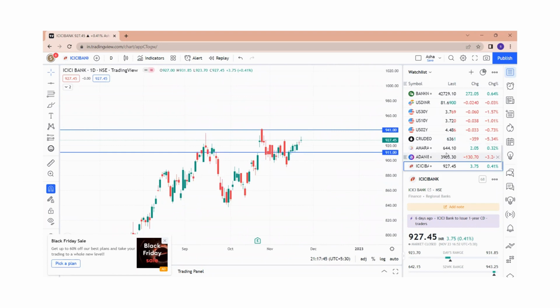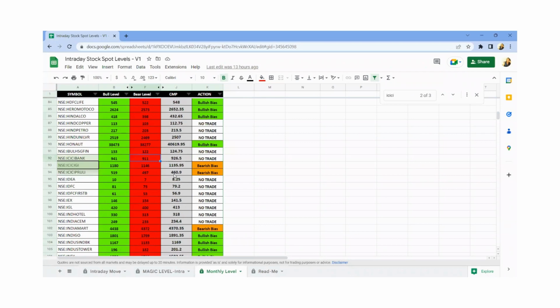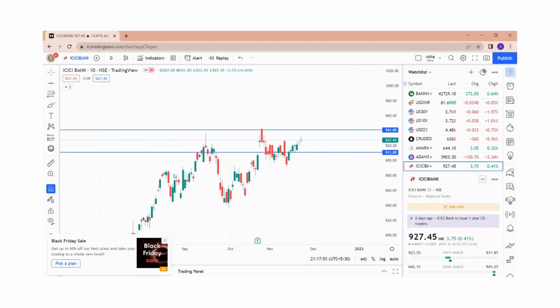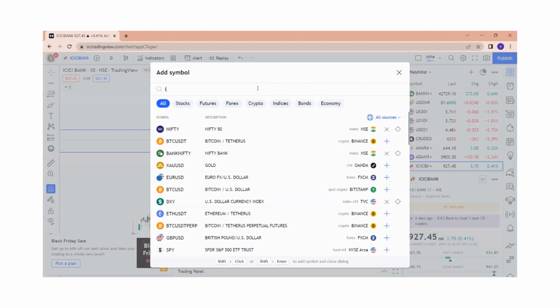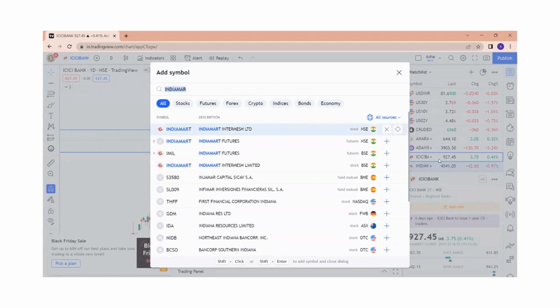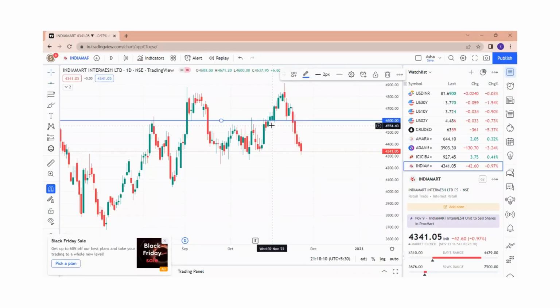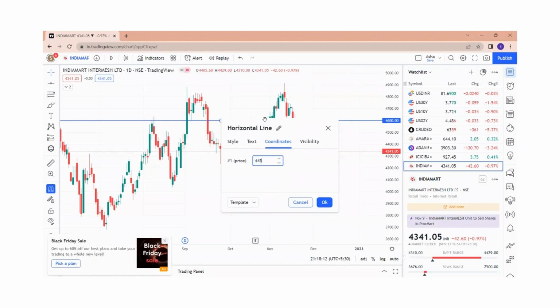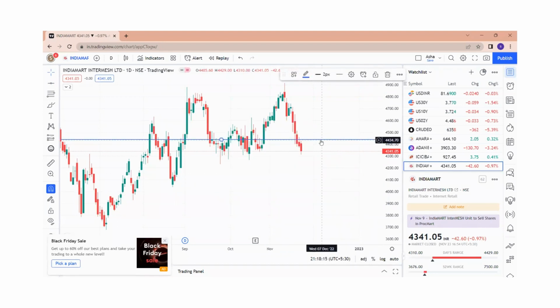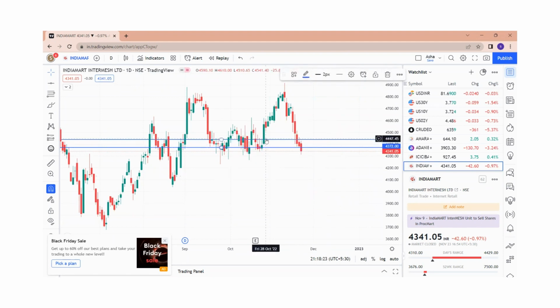Otherwise, like how we saw, let me take another example of a bearish trade, maybe of India Mart. Now, India Mart, the bearish, 4438 and 4372. So if I mark the levels here, it is 4438 and 4372. Now this is the level.